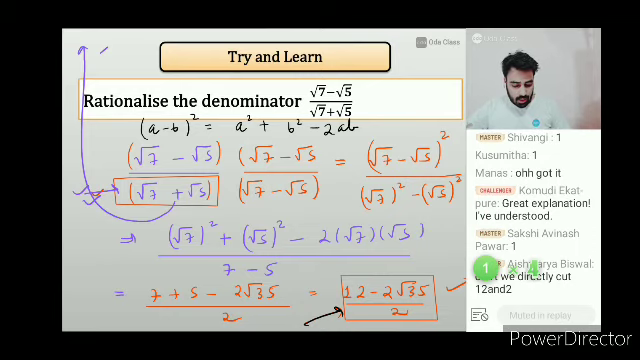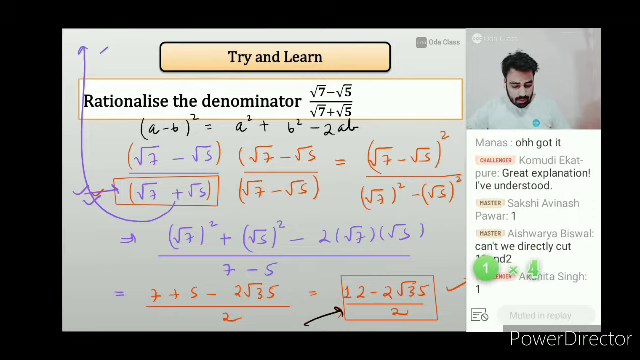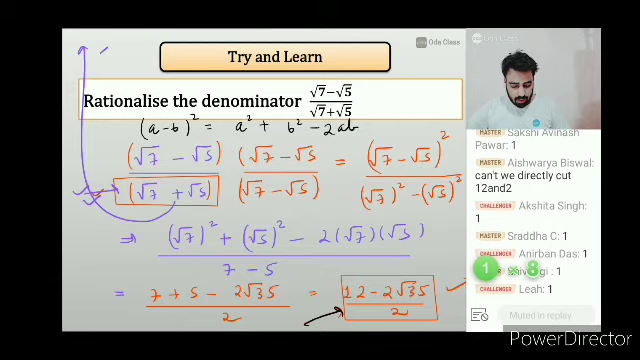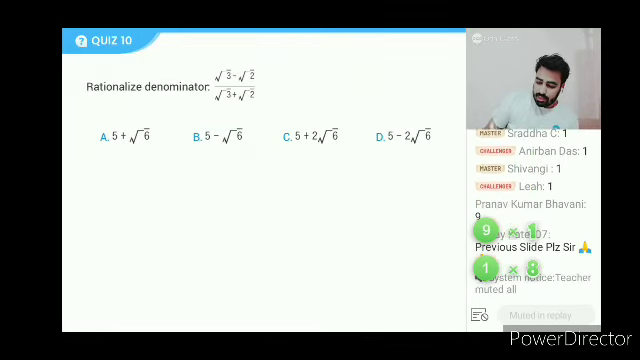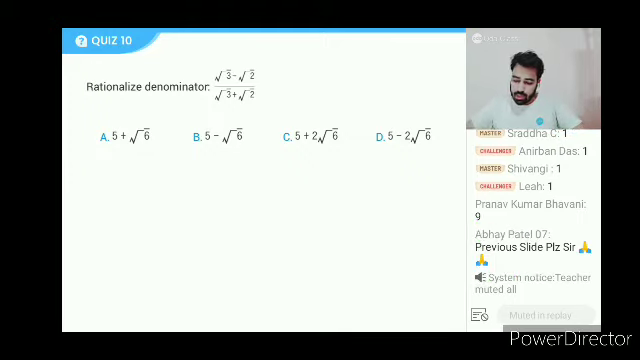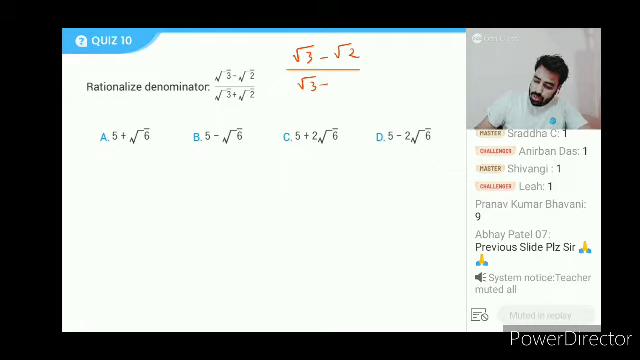How many of you are able to understand? Clear? This part clear? Okay, very good. Acha, I have a question here for all of you. Rationalize the denominator: root of 3 minus root of 2 whole square, divided by root of 3 plus 2. This is exactly the same question as the previous one. Same steps, same formula, everything same. You need to apply it.